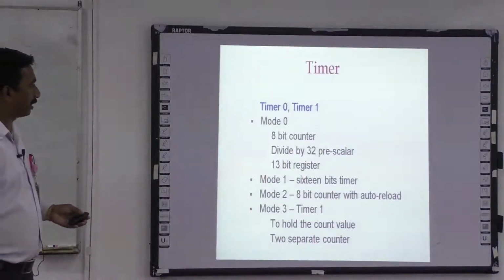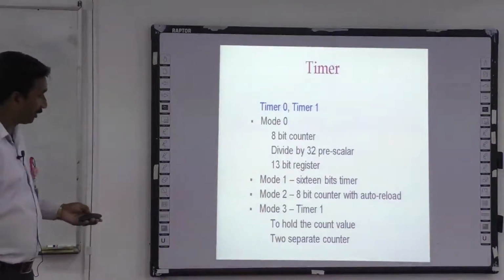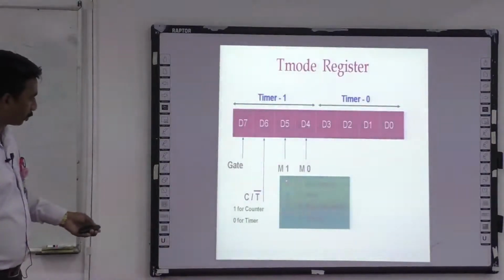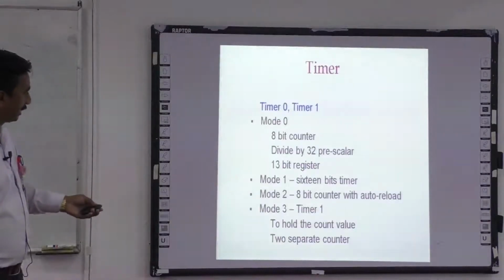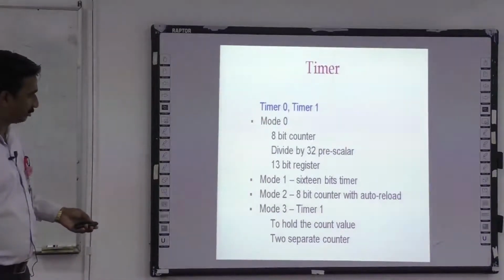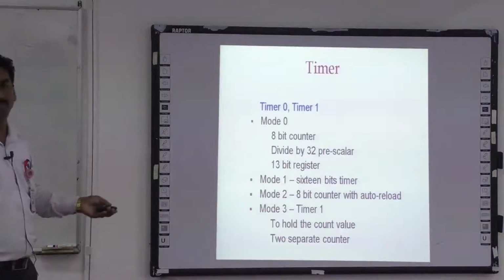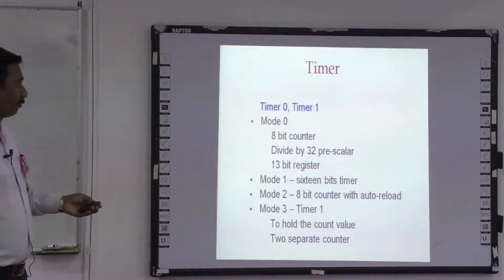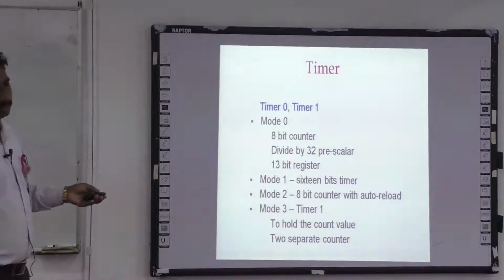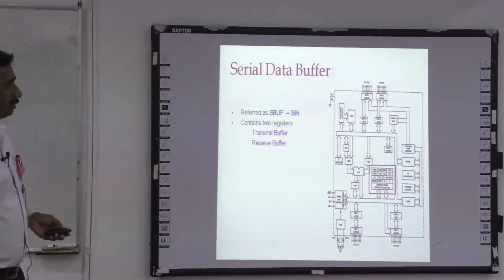And here we can see the timers are of two types, timer 0 and timer 1. Four modes are there: mode 0, mode 1, mode 2 and mode 3. In the previous slide we discussed this in detail. Mode 0 and mode 1 are 16-bit timers, mode 2 is an 8-bit timer, and mode 3 is for timer 1. What is necessary here is that we have to select which timer we are going to use. Two timers are provided, and if you want only timer 0, we have to select the mode accordingly. And next one is the serial data buffer, and this is very important.